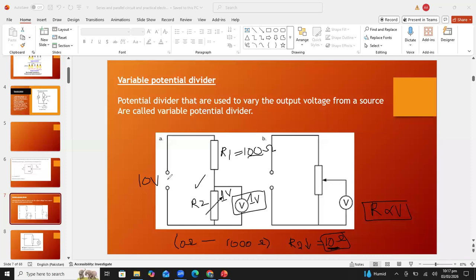Now what I'm doing, I'm increasing the resistance of this resistor. Like suppose now I have set the resistance R2 at 100 ohm. So now this resistor value and this resistor value are the same. If both resistor values are the same, voltage will be equally divided among these two resistors. So each resistor will get 5 volt.